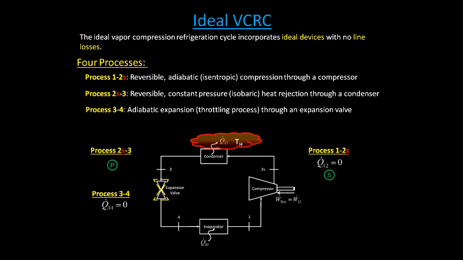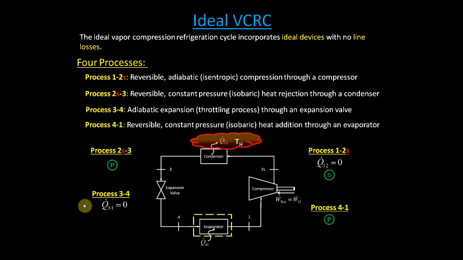The third process is from state 3 to 4, where a sudden drop in pressure occurs at the expansion valve, which is also adiabatic, shown here with our rate of heat transfer from 3 to 4 equal to 0. And the last process in the cycle is a reversible constant pressure evaporator, where heat transfers from the room into the evaporator, ultimately cooling the room in our low reservoir and heating up the refrigerant passing through the evaporator. Process 4 to 1 is also isobaric.